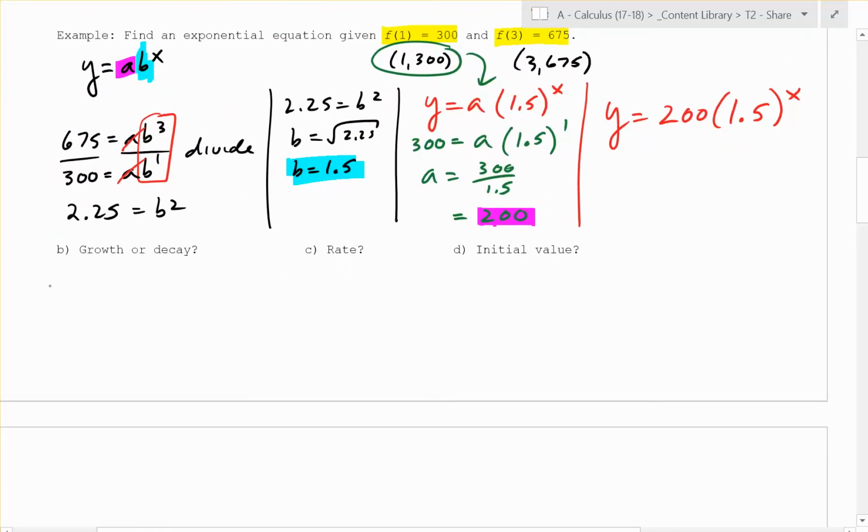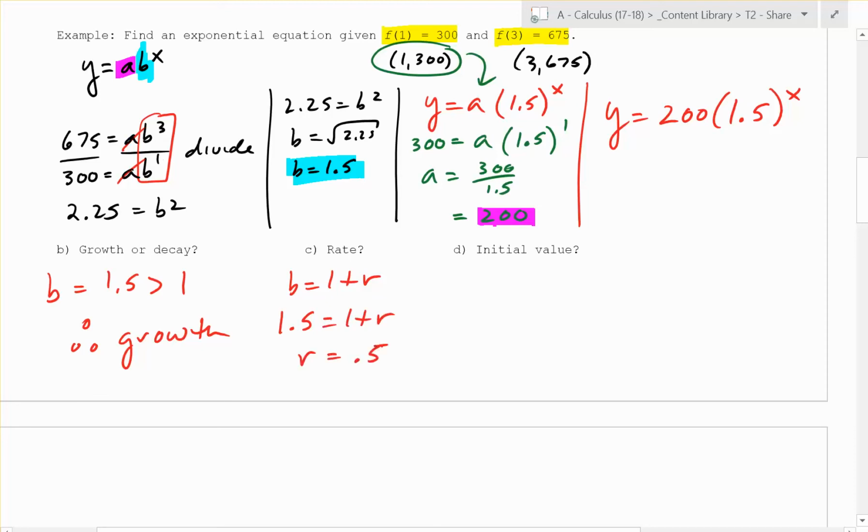Is it growth or decay? Well, b in this case is 1.5, which is greater than 1. So therefore, that's growth. If b is greater than 1, it's growth. What's the rate? Well, b is equal to 1 plus the rate, and in this case it's 1.5, so 1 plus r means r is equal to 0.5. So the rate is 0.5, but a better way to say that would be our growth rate would be 50%.